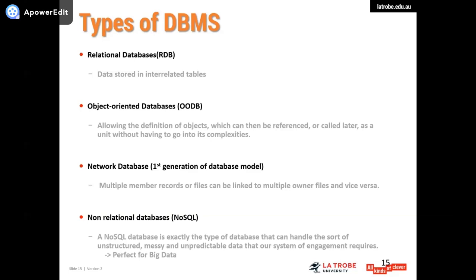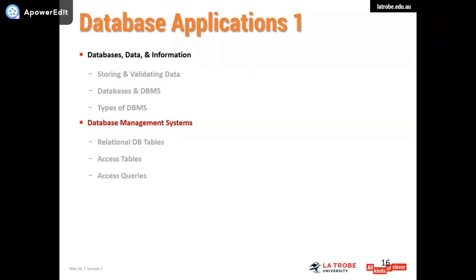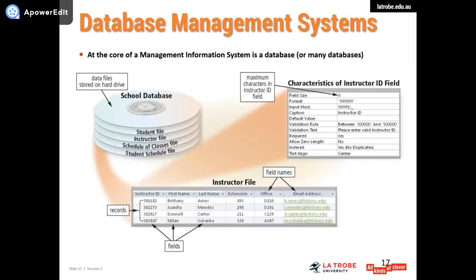Okay, now let's move to the second part of today's lecture, database management systems. As I emphasized many times, database is one of the key technologies in the IT area. At the core of a management information system is a database or many databases, and the data files are usually stored on our hard drive. Here is an example of a database. You can see that all data is stored in an organized way. For example, it has different fields and field names, and a record consists of different fields, and the whole is called a data set.